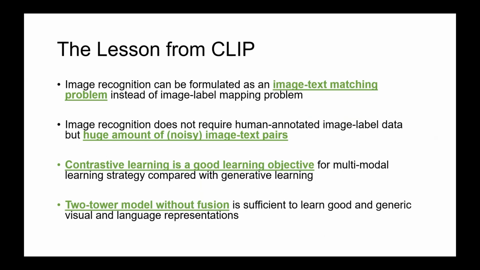I think this is a very good point and a good inspiration from the CLIP model. And the second point is that image recognition does not require human-annotated image label data, but a huge amount of noisy image-text pairs. Actually, this opens up a new way to learn visual recognition. And the third point is that contrastive learning is a good learning objective. It's simple, effective, and it can leverage a large amount of multimodal learning data. And finally, the two-tower model without any fusion is probably sufficient to learn a good and generic visual and text encoder.